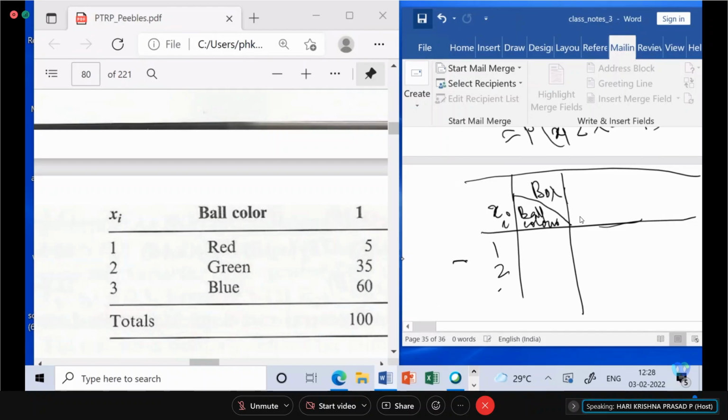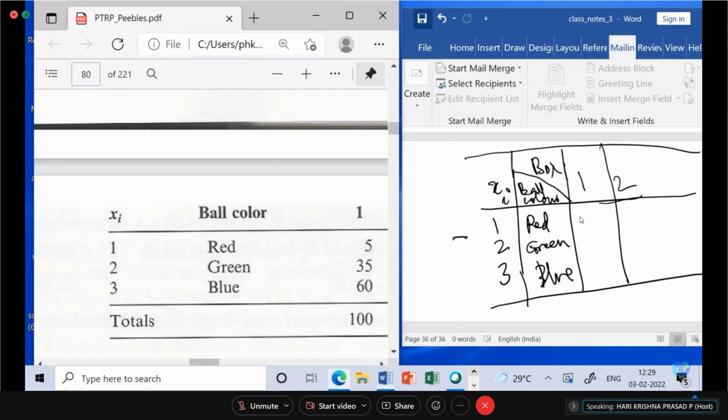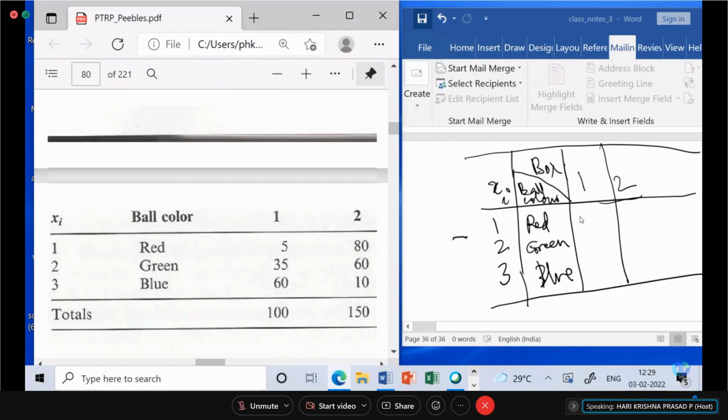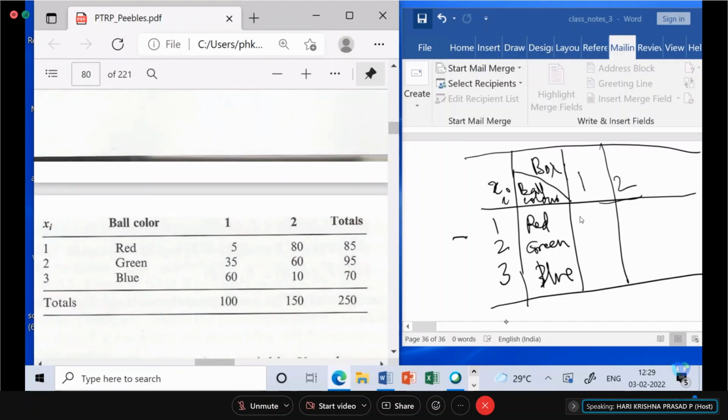1, 2, 3 are the values assigned to the random variable x. And what is the meaning of these values? The selected color is red, green, blue. Okay. Then as you move horizontally, here you will get 1. That means box 1. 2 means box 2. Okay. So how many colored balls are there in each box? Those things are listed under column labeled 1. Labeled 1 means it is box 1. Labeled 2 means box 2.